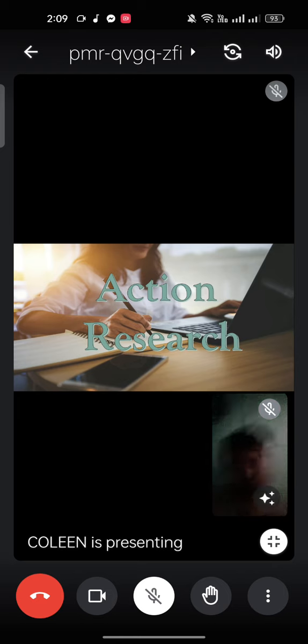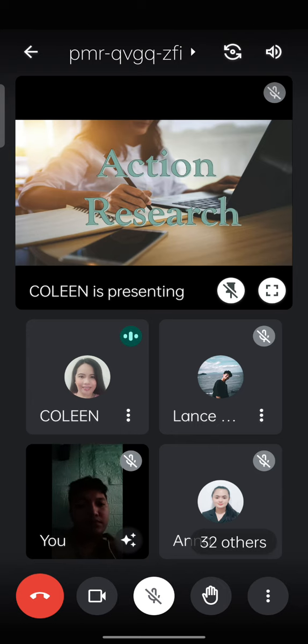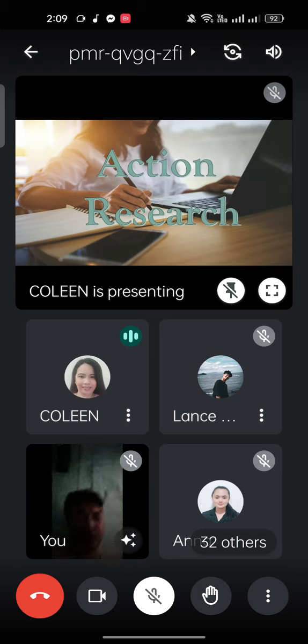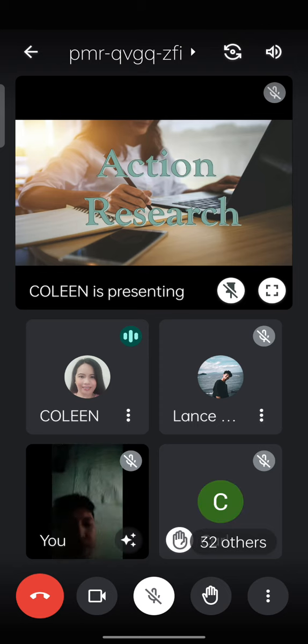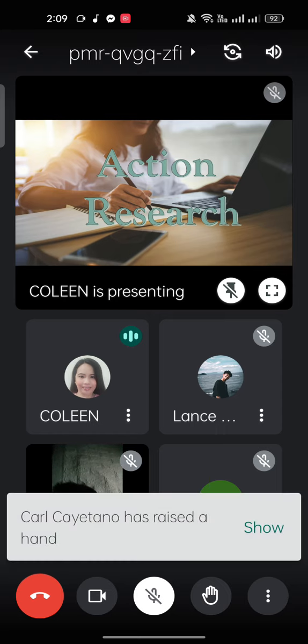Let's continue. An action research is different from a detailed research paper because in a detailed research paper, there are 5 parts. Chapter 1, the problem and its background. Chapter 2, review of related literature and studies. Chapter 3, method of design. Chapter 4, presentation, analysis, and interpretation of findings.